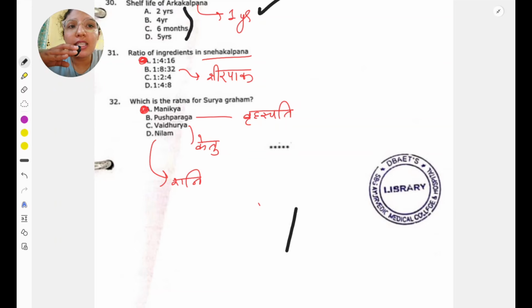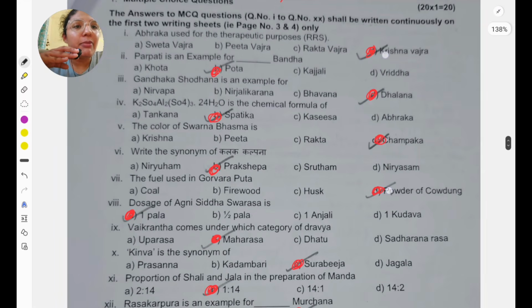Next question: which is the Ratna for Surya Graha? For Surya Graha it is Manikya. Pushparaga is for Brihaspati, Vaidurya is for Ketu and Neelam is for Shani. Next question: Abhraka used for therapeutic purpose is Krishna Vajra.